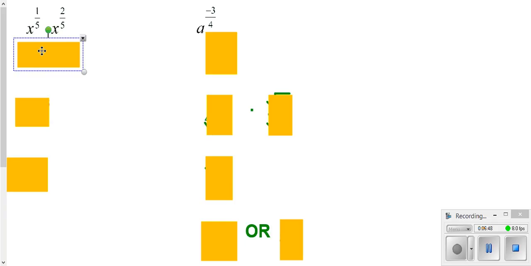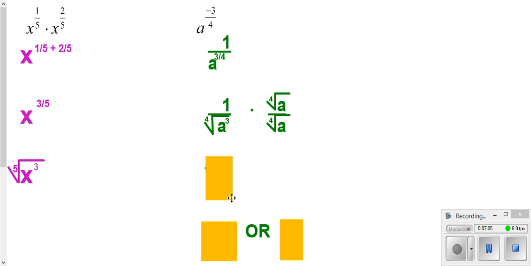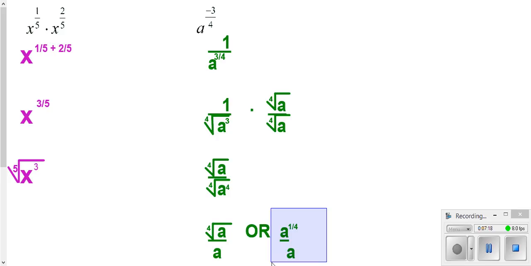So we can add our exponents, and then we get our answer. Now, could you write it like this? Yes, but we're going to leave it like this because we started out with fractional exponents. Negative exponent puts it in the bottom. Well, that's really the fourth root of an a cubed in the bottom. Don't like to leave roots in the bottom. Multiply top and bottom by the fourth root of a. Gives us the fourth root of an a to the fourth in the bottom, which simplifies down to this. Now we started out with fractional exponents, so we want to leave our answer with fractional exponents. So this would be our answer.